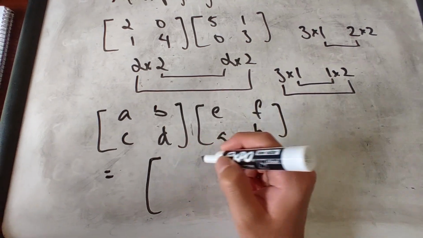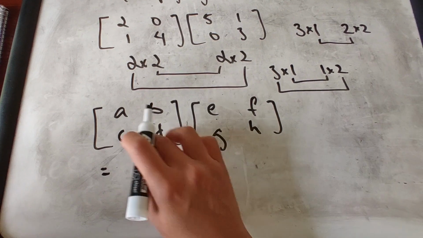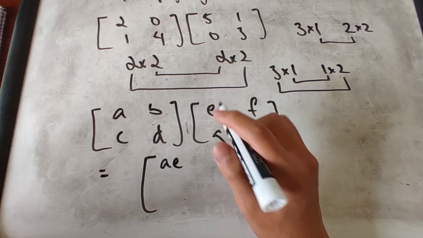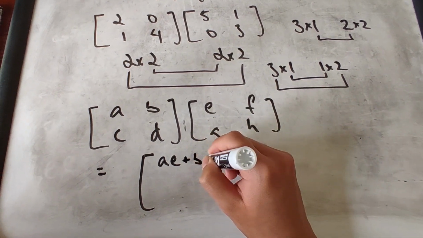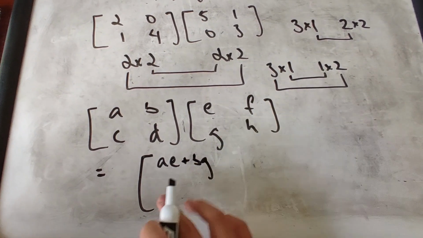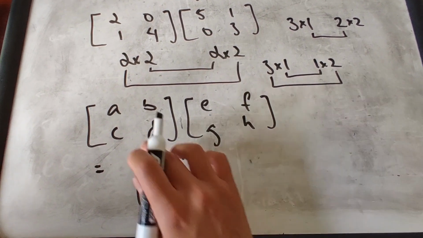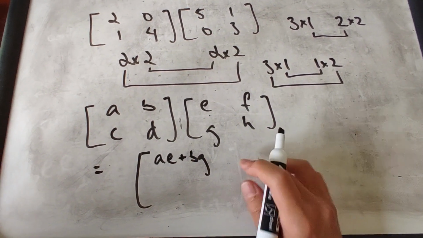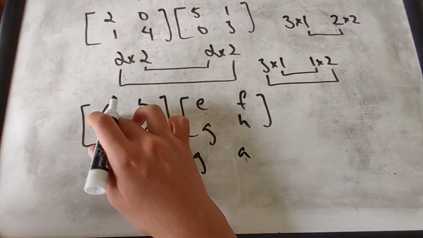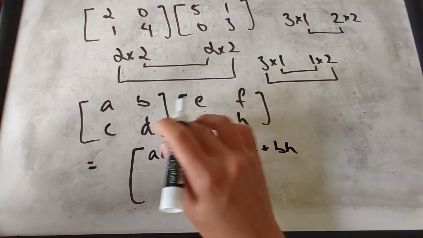I think it'd be easier if I just show you. It'll be a times e, because it's the first one in the row and the first one in the column, and then you add b times g, which is the second in the row and the second in the column, and that's what you get for the first value. And for this one over here, it'll be a times f, the first row times the second column, plus b times h.